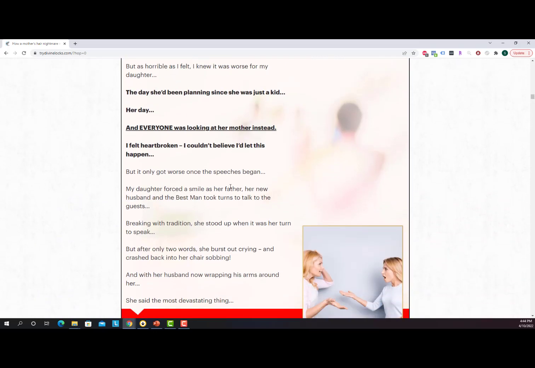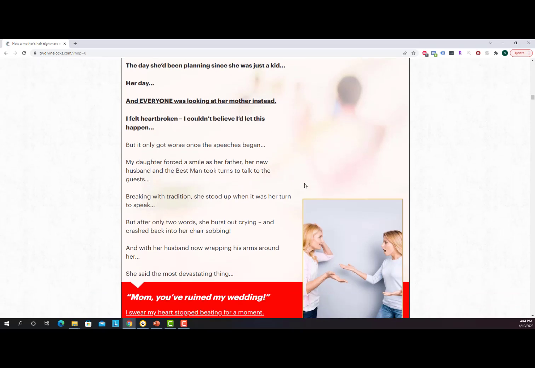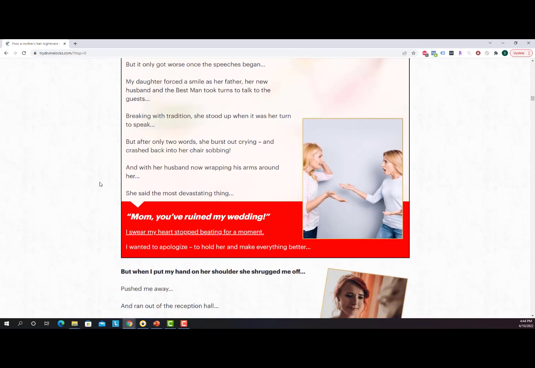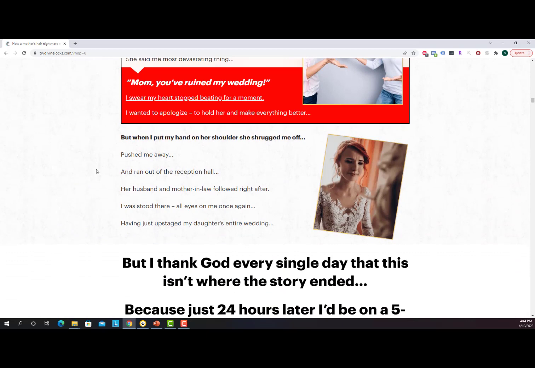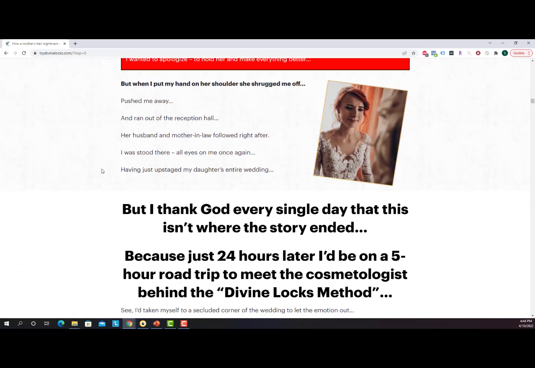My daughter forced a smile. Her new husband and the best man took turns to talk to the guests. And then this is the real emotional part of the story. Mom, you've ruined everything. The daughter is extremely angry at the mom for this problem that's kind of out of her control. So the mom in this nightmare scenario is having the worst time in the world.